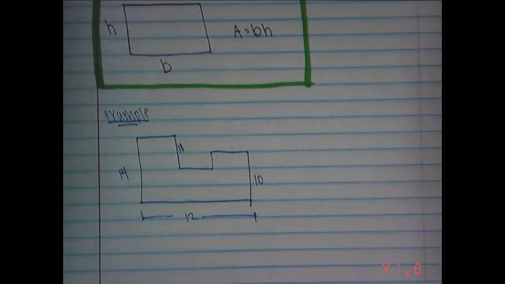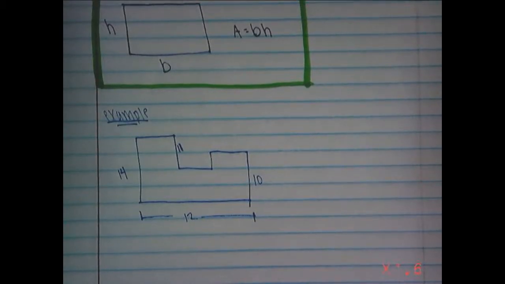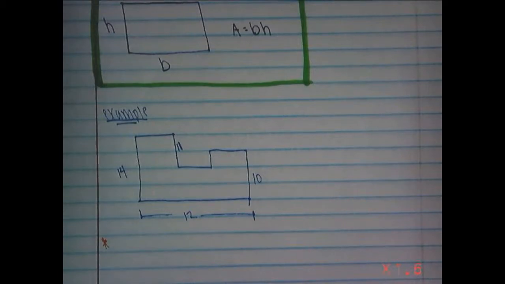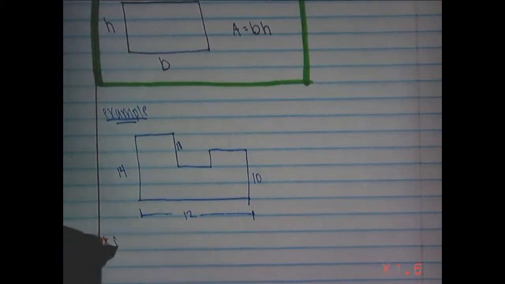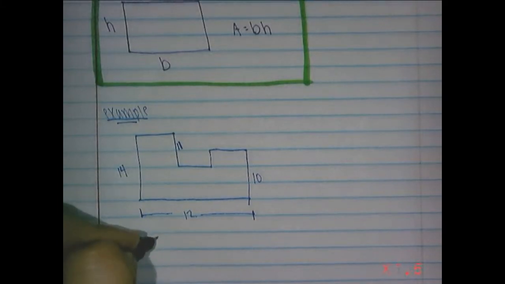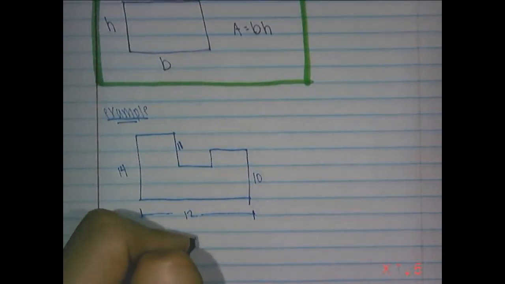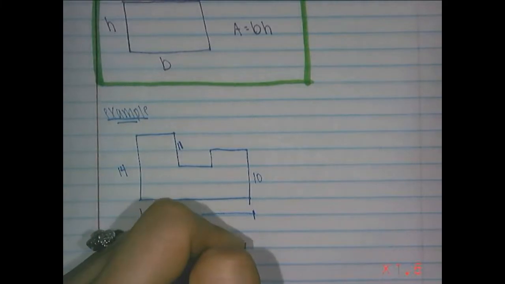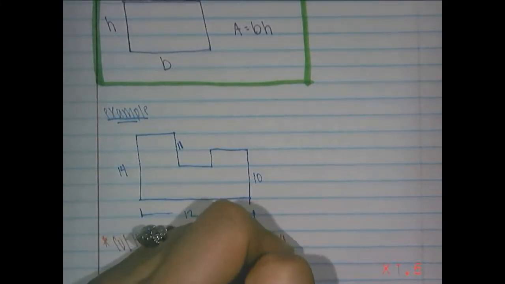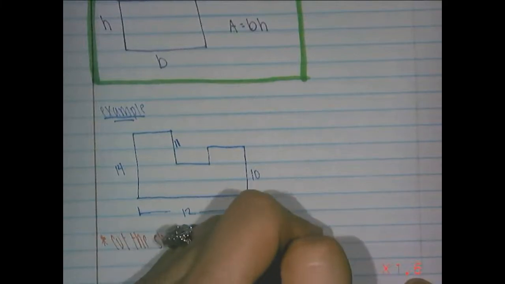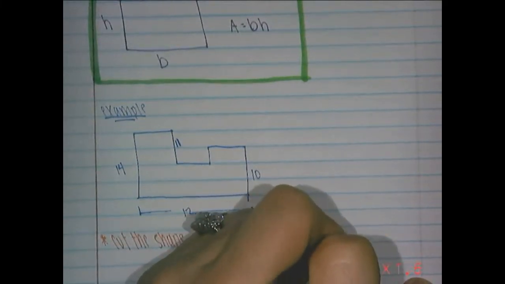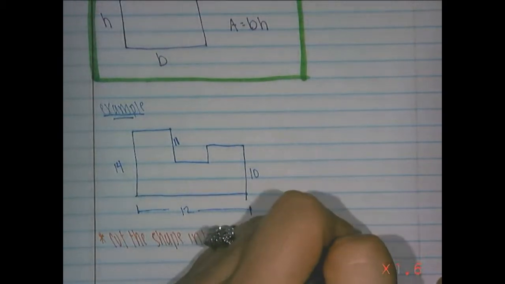My tip to you when trying to solve for these is to cut the figure into shapes of objects with areas you know how to find, and then add all the parts together. So, my little tip: cut the figure into smaller figures with areas you know how to solve.